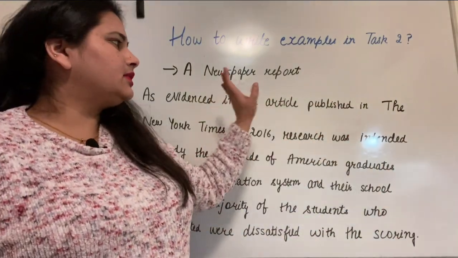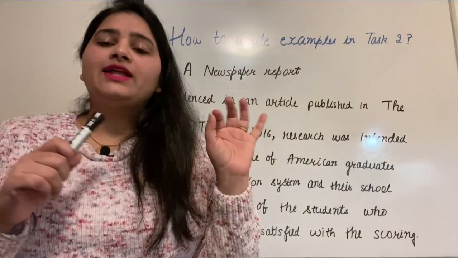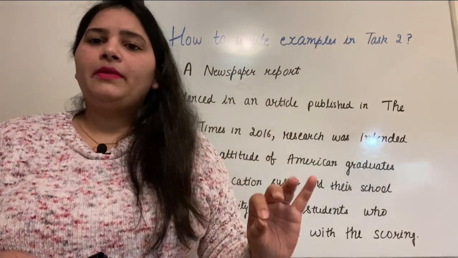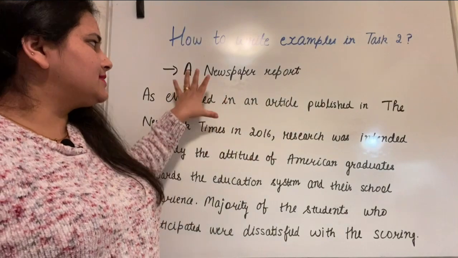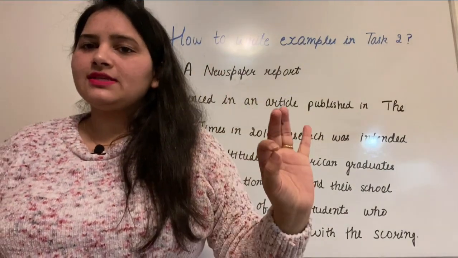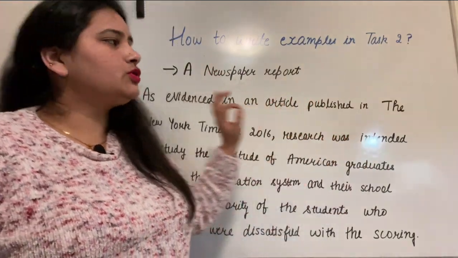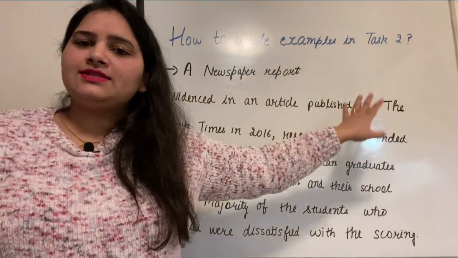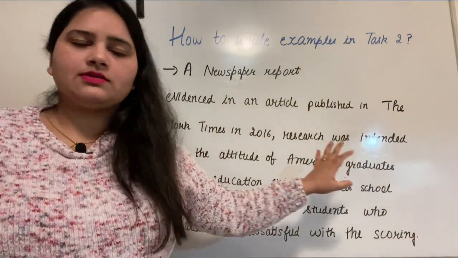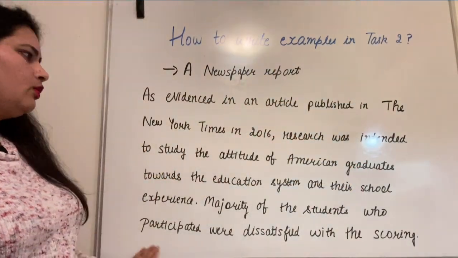You can just write the name of the newspaper and relate it to the topic which is given to you. So this is the second way of writing an example, a newspaper report or survey conducted by this and this newspaper. You can write this. Okay, this is how you can write.